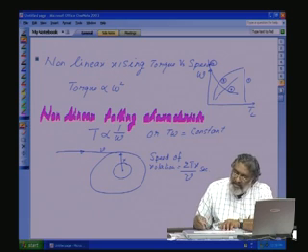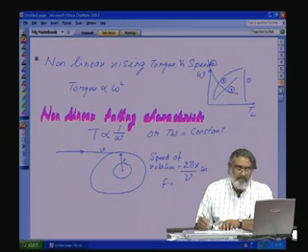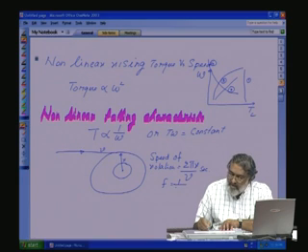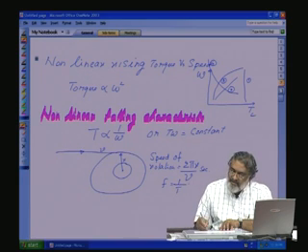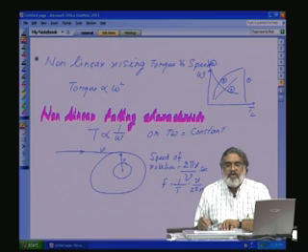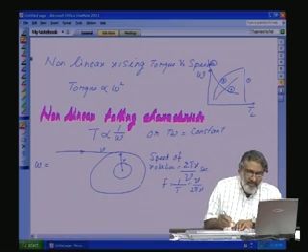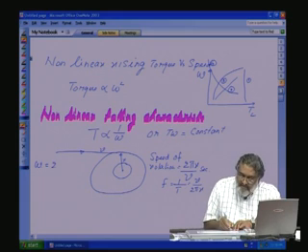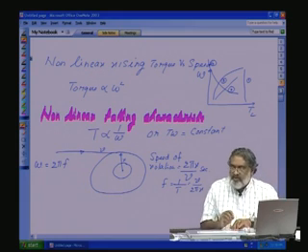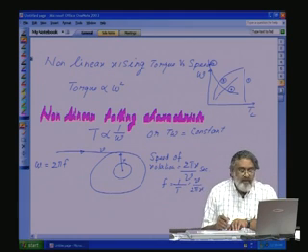Now what is the frequency here? The frequency f is equal to 1 by T, and 1 by T is equal to V by 2 pi r. Okay, we got the frequency. Once we have the frequency, we know omega. Omega is equal to 2 pi f. So from the speed v, we can get omega as 2 pi f.